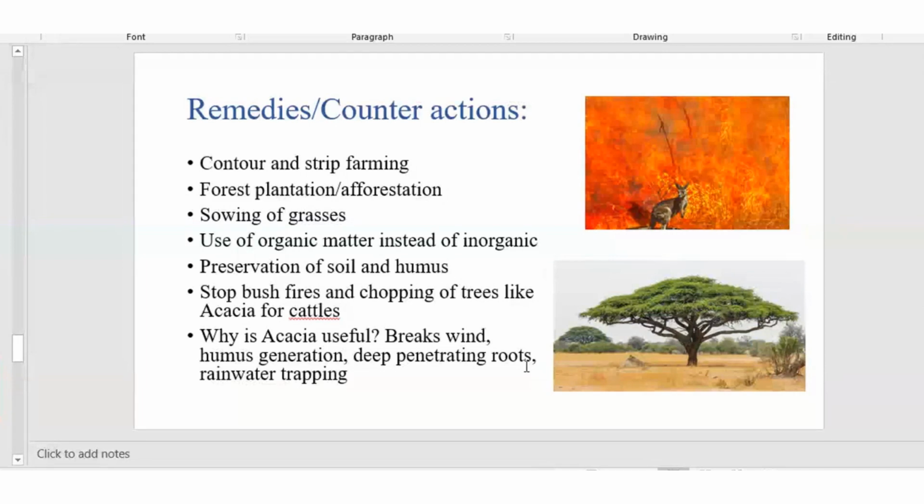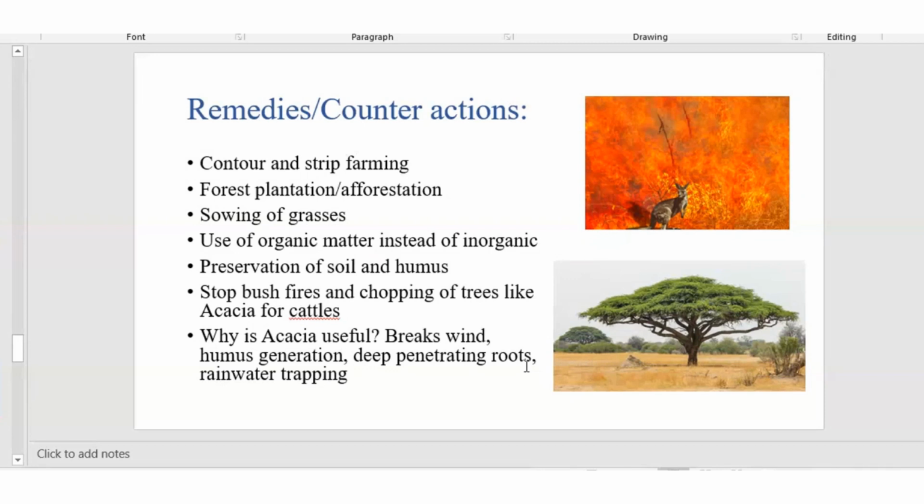Then the fourth point mentions use of organic matter instead of inorganic chemicals. So what do you understand by this? That we must use organic matter, we must use biological matter instead of chemical fertilizers. We must use manures, your waste material, your kitchen waste can also be used for growing plants. So instead of switching to chemical fertilizers, one must use organic matter or biologically available methods. The usage of green manure or compost helps in preservation of soil. The quality of soil is preserved.